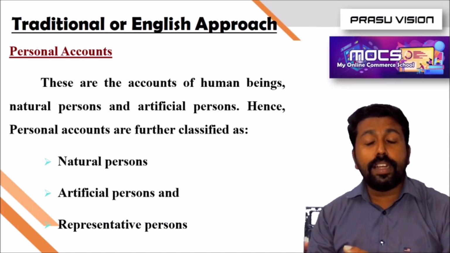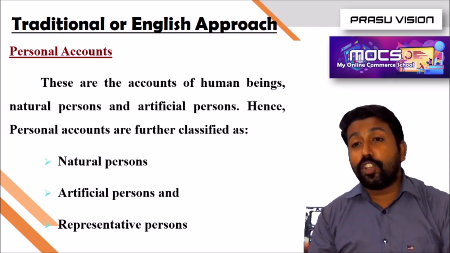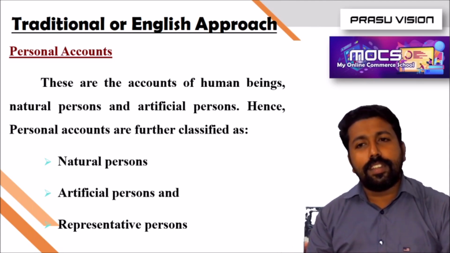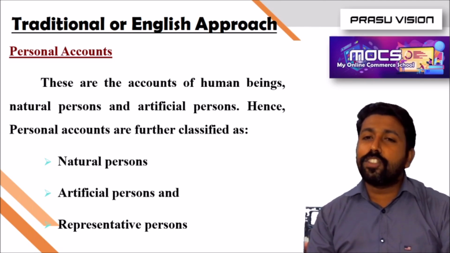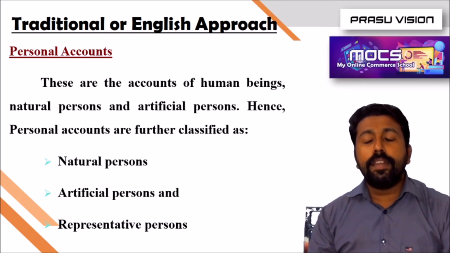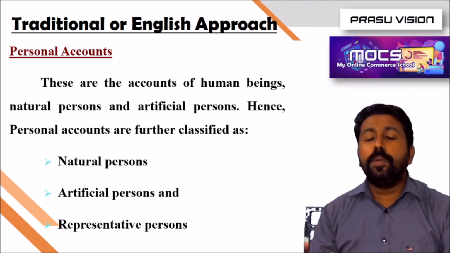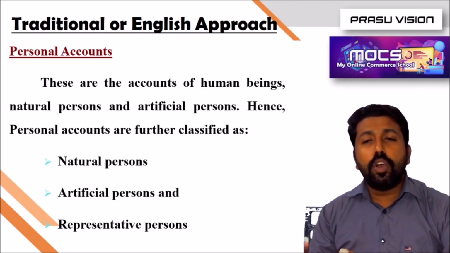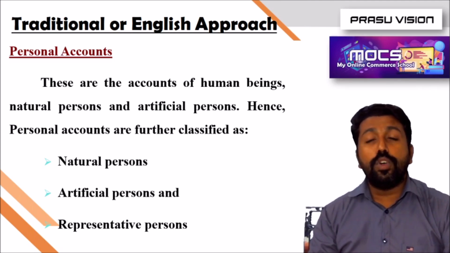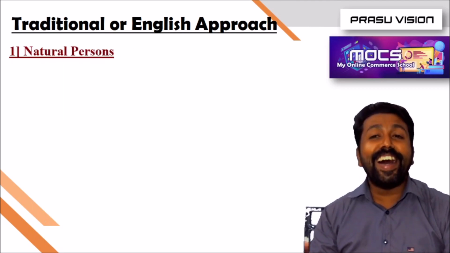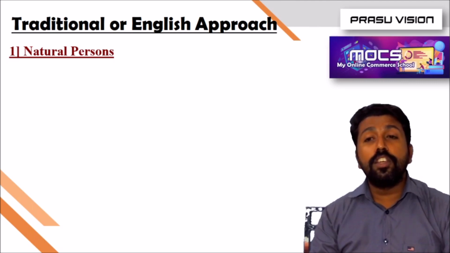Before learning the rules of debit and credit as per the traditional approach, we have to familiarize ourselves with the different accounts and their classification under the traditional approach. So please remember, personal accounts and impersonal accounts are there. Personal accounts are classified into three categories: natural person, artificial person, and representative person. Let's get to know about the natural person. What are the different examples of a natural person? You know very well, we and you all are human beings, natural human beings.